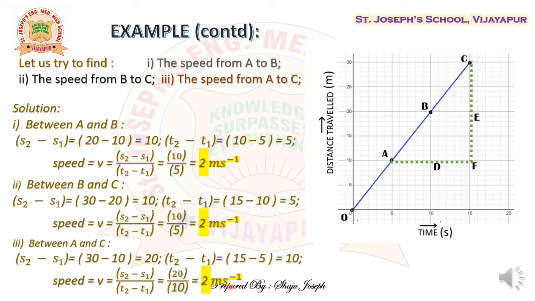So what have we seen in this? No matter between which two points you take on this graph, the speed is always the same. This shows the body is moving in uniform motion. A body moving in uniform motion is always shown by a straight line in the linear graph.